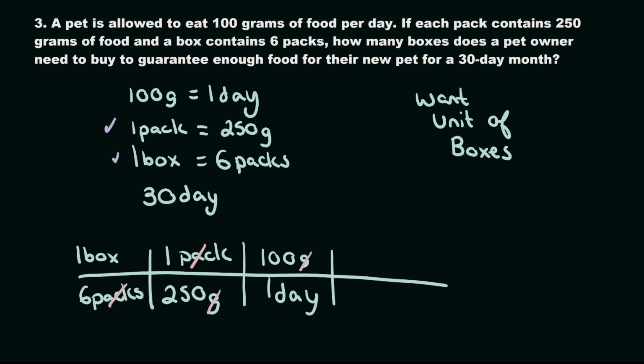And again, we don't want it to be in boxes per day. We just want it to be in boxes in general because we're talking about one 30-day month. And so we can cancel out days by using the information of 30 days. If we cancel out our days, we're left with just an answer of boxes, which is the answer that we want our unit to be in.